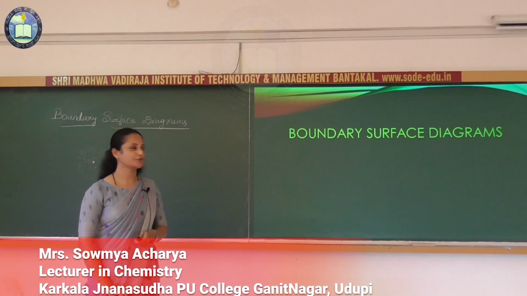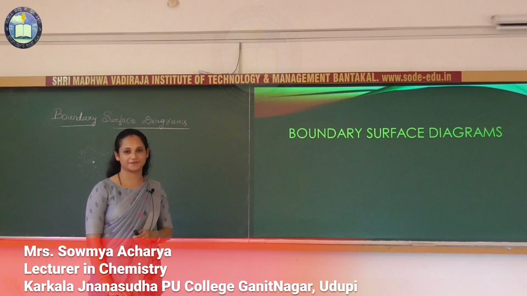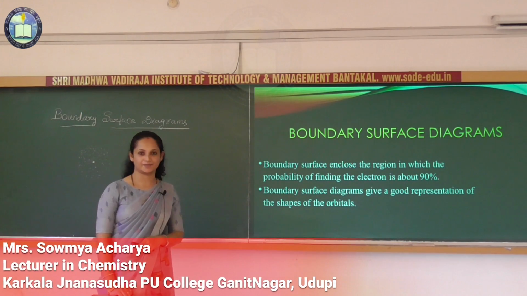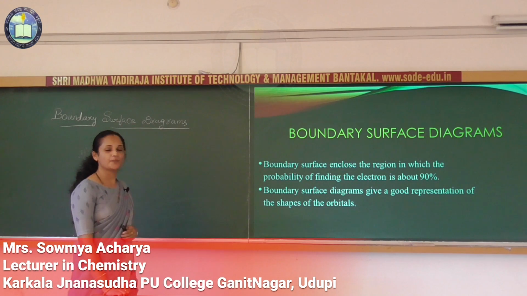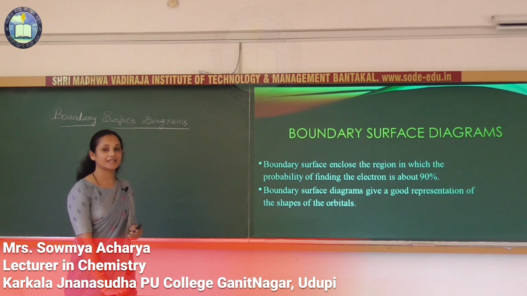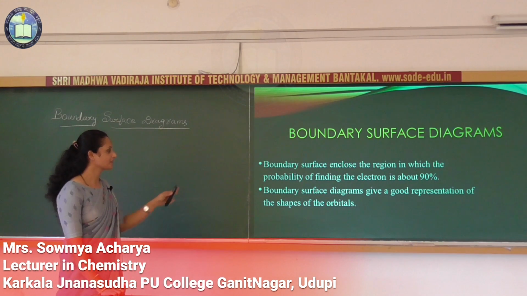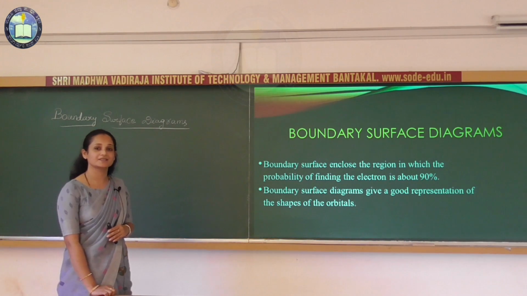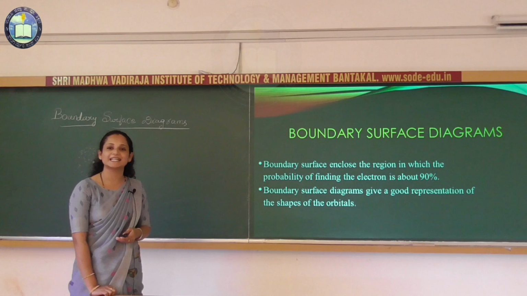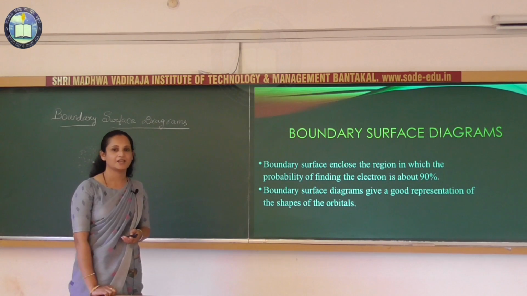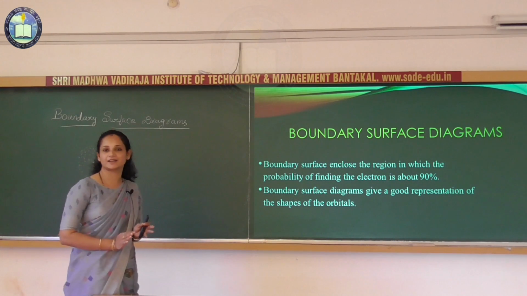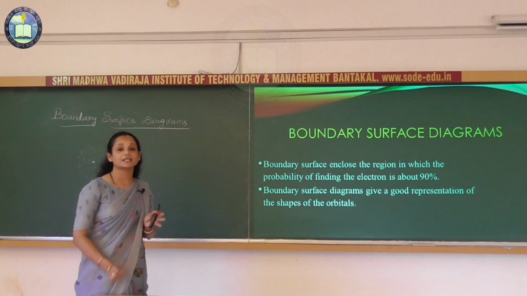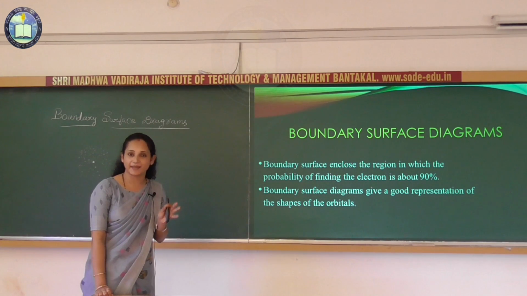Now we will discuss boundary surface diagrams. What are these boundary surface diagrams? See, boundary surface diagrams enclose the region in which the probability of finding the electron is maximum, say up to 90%. So boundary surface diagrams represent the regions where the electron density is maximum.